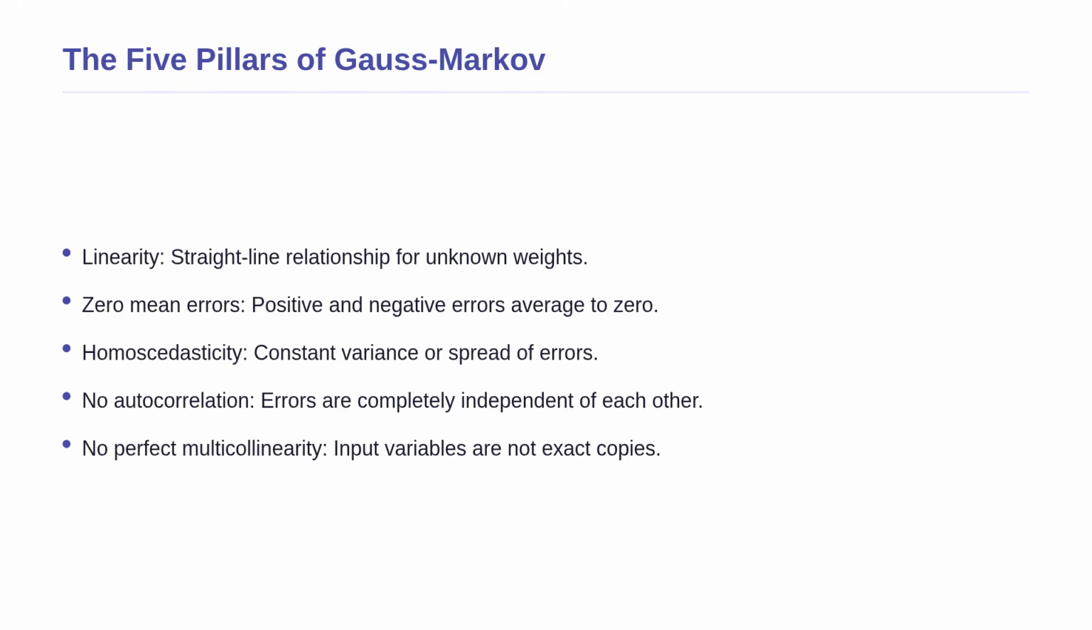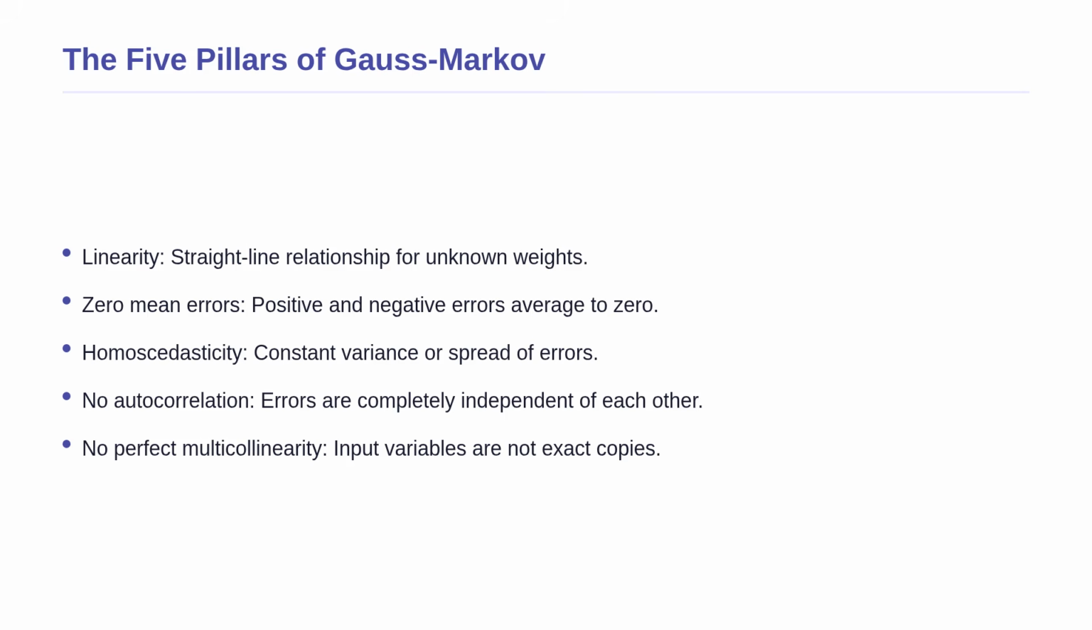Now that we have built our model, we must explicitly list the core rules that make up this setup. These are the 5 pillars that keep our mathematical house standing. First, linearity, meaning the model must be a straight line relationship regarding the unknown weights. Second, zero mean errors, meaning individual errors must perfectly average out to 0 over time.